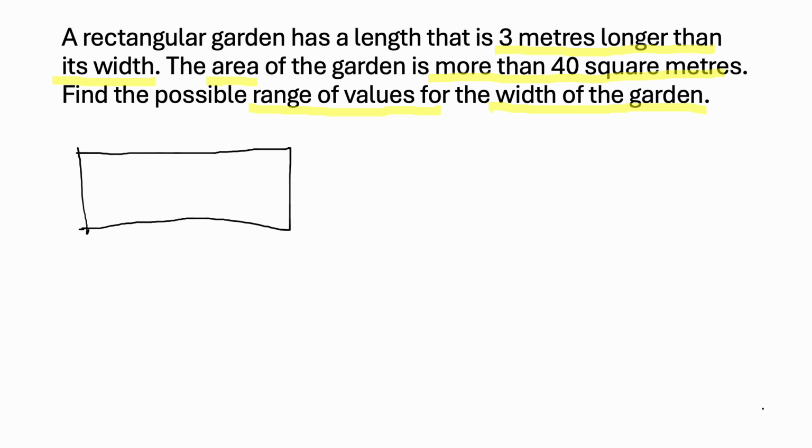So let's say the width is x. If the length is 3 meters longer than its width, that means we're going to take the width, which is x, and add 3 meters. So the width is x and the length is x plus 3. And we are told that the area, so A, is more than 40 meters squared. So now we think of the formula for the area of a rectangle, which is A is equal to length times width.